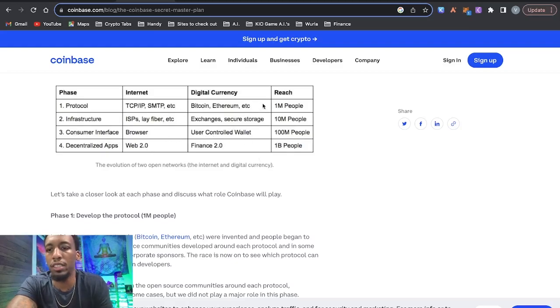In the protocol phase, we have Bitcoin and Ethereum. Infrastructure phase: exchanges, secure storage. Consumer interface: user-controlled wallets. And then the dApps are actual applications: Aave, Compound, Uniswap, etc. So the reason why I'm investing into decentralized exchanges first is because if we make this for the context of Radix, Radix is a protocol, right?